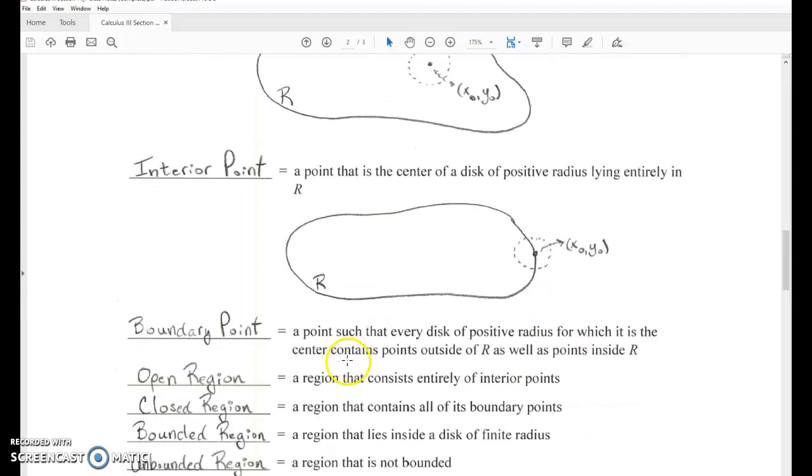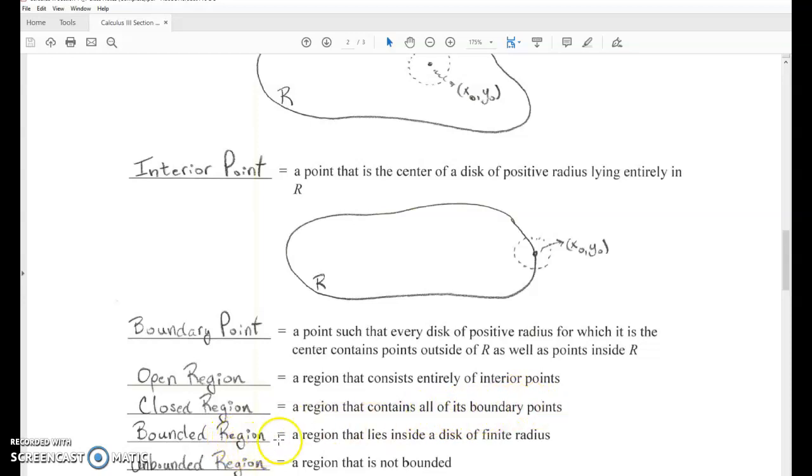Now, an open region is a region that only has interior points, right? You can imagine a dotted boundary on this region, which typically indicates don't include that, right? So if that's the case, then this would be an open region. A closed region is a region that contains all of its boundary points. Okay, it contains all of its boundary points.